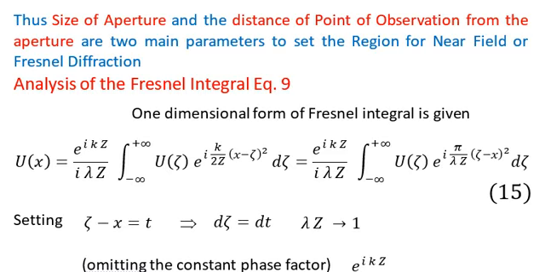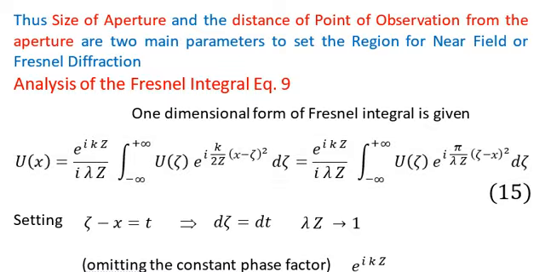So u of x is equal to e to the power iota k z over iota lambda z, the single integral from minus infinity to plus infinity u of zeta, that is the field only at a single coordinate zeta, multiplied by e to the power iota k over 2z times x minus zeta whole square, with integration with respect to d zeta.